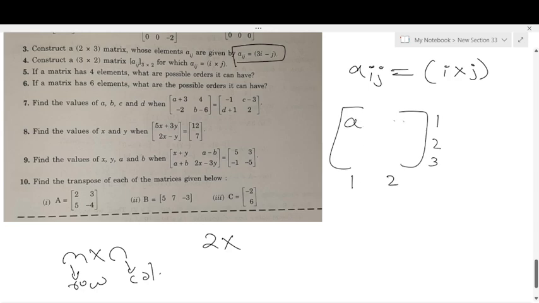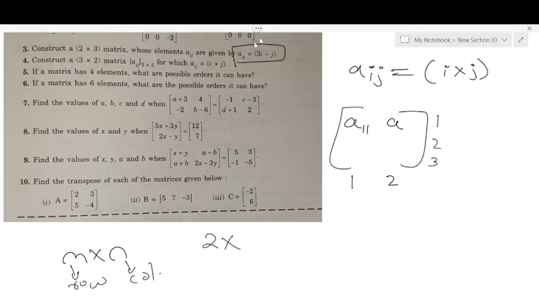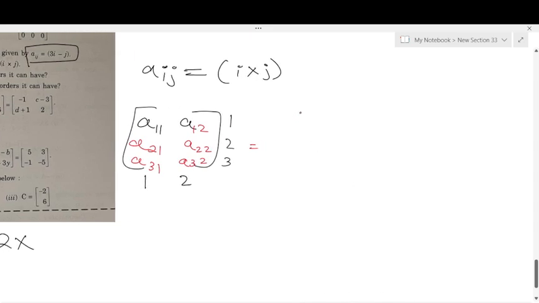Now start writing the values. Compare this, what should I write? 1, 1. Next, be quick students, all of you just unmute and answer this. A1, 1, 2. Next, what is I value? 2, 1. Next, next, A32, right? Now we need the right hand side part.